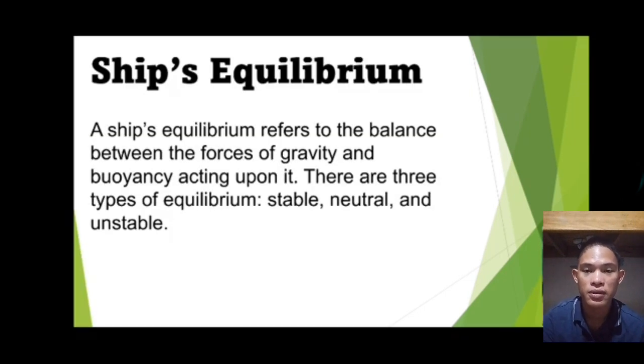So, what is ship's equilibrium? A ship's equilibrium refers to the balance between the forces of gravity and buoyancy acting upon it. There are three types of equilibrium: stable, neutral, and unstable.